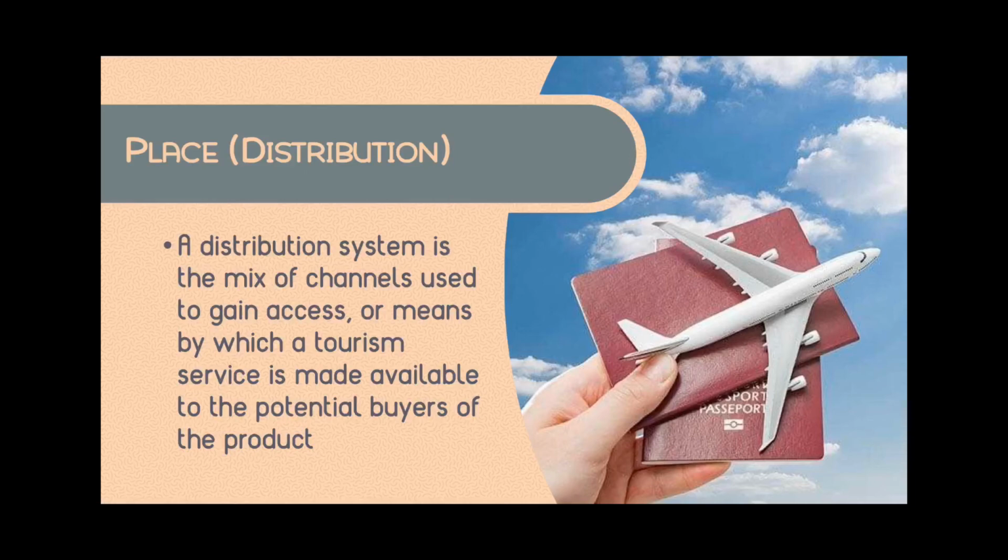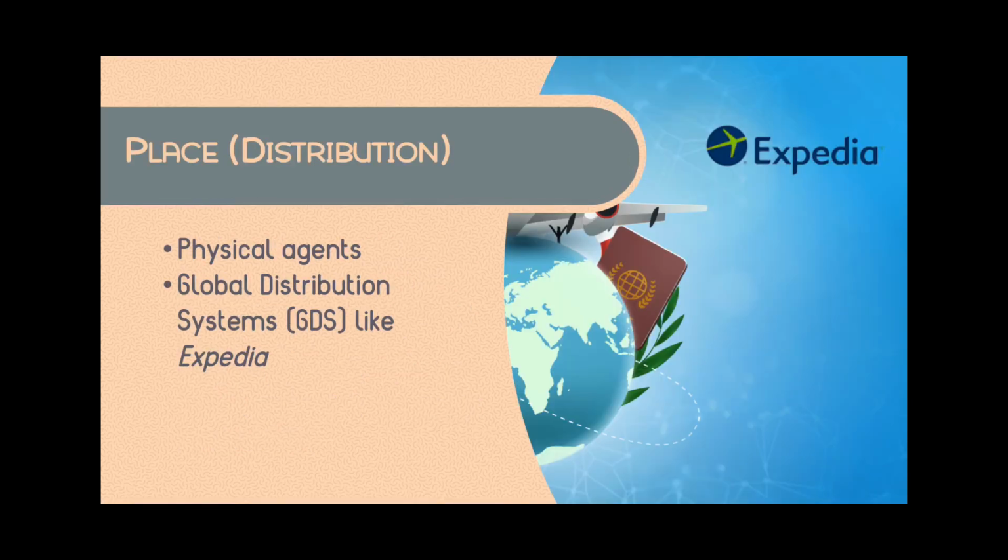But a lot of the distribution happens from the mismong place ng tourist or ng planning tourist when they research online. So the distribution system is a mix of channels used to gain access or means by which tourism is made available to the potential buyers of the product. So yun nga, sinabi ko na yung mga different platforms wherein the tourism products could be purchased and distributed. There are physical agents wherein the distribution could happen.